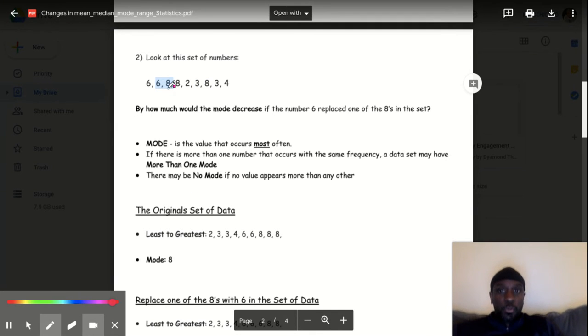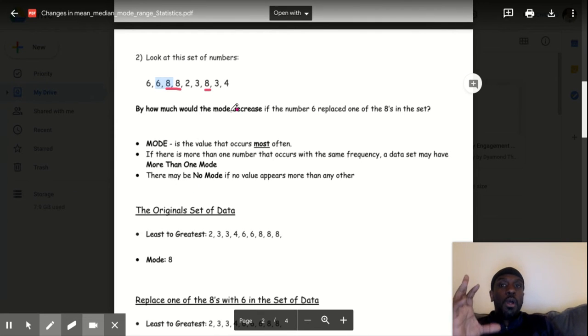I'm going to look at the original data, but eventually I'm going to replace one of these 8s with the 6. Okay? I'm going to get rid of one of these 8s and put a 6. But first I have to do the original data. And they want to know how much would the mode decrease if you replace one of the 8s with a 6. So the original data, put it in order from least to greatest. 2, 3, 3, 4, 6, 6, 8, 8, 8. What is the mode? Well, looks like the mode is 8 because 8 is appearing 3 times. There are some numbers that appear 2 times, but the number that appears the most is 8. So the mode is 8.